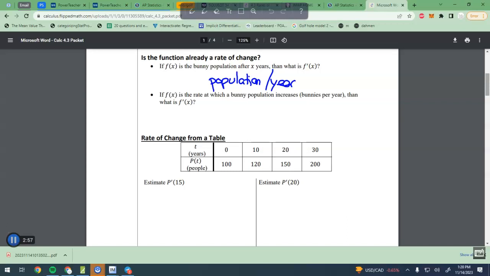But then the second one, if they're calling f of x bunnies per year, so they're starting you at the change level, then what's the label on f prime? Or I guess bunnies per year squared. Or population, I call it population, but either way. The per year squared is the part I'm worried about. Those two okay?